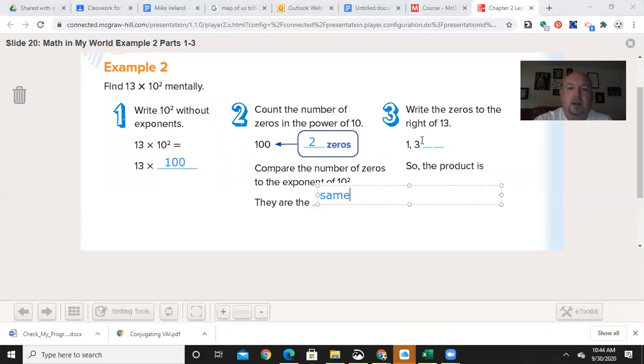Write the zeros to the right of 13. So if I was multiplying, I now multiply the non-zero digits. 13 times 1, as you know, is 13. And then I will put in 0 and 0. So the product is 1,300. Yeah, we're counting zeros and adding them to the end. Once you have this pattern, it'll go quickly for you.